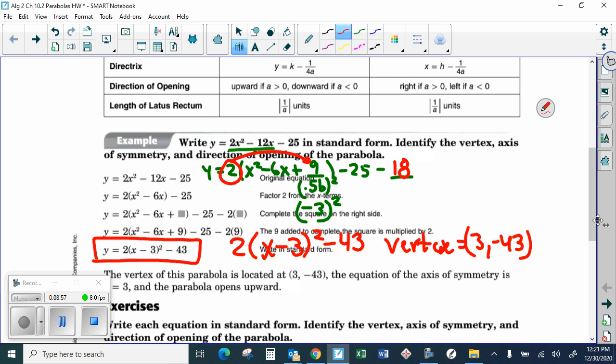That's the vertex. Axis of symmetry: it's vertical, so it's x equals the x-coordinate here, 3. That's the axis of symmetry. You could just say symmetry, S-Y-M-M. It's an equation, x equals 3. You can't just say 3, it has to be x equals 3, an equation. And the direction of the opening of the parabola: since a is positive, 2 is positive, it opens up.